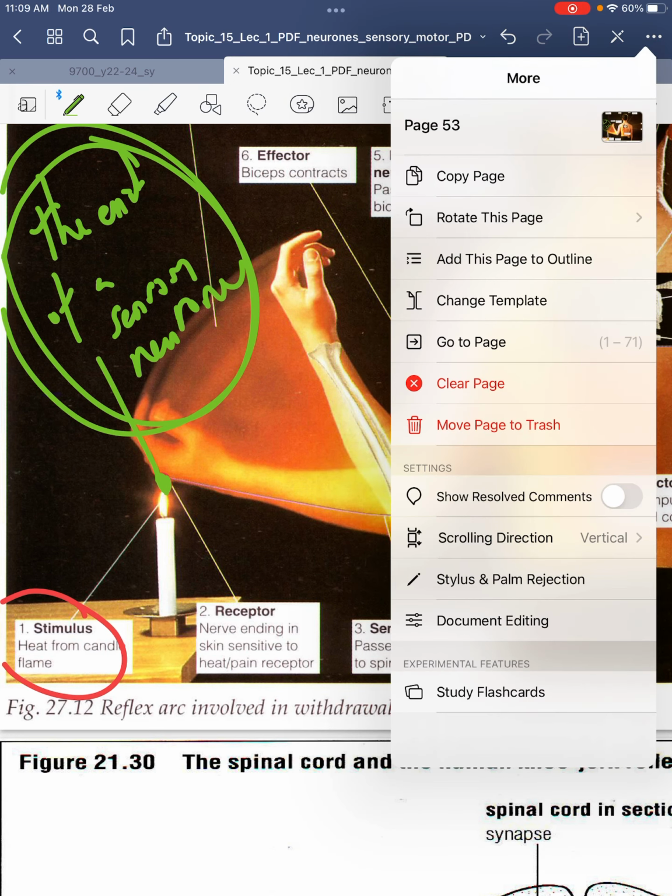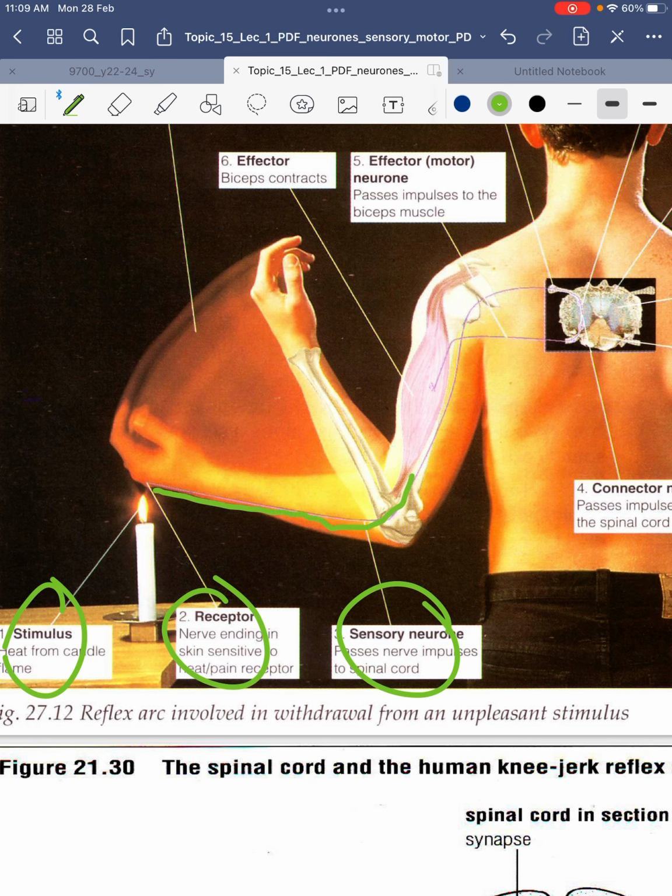Okay, so we have a stimulus, you have a receptor, you need to have a sensory neuron. So this is the sensory neuron. It sends to the central nervous system. And there is a connector neuron here, or relay neuron, or interneuron. And then there's a motor neuron where it hits this muscle.